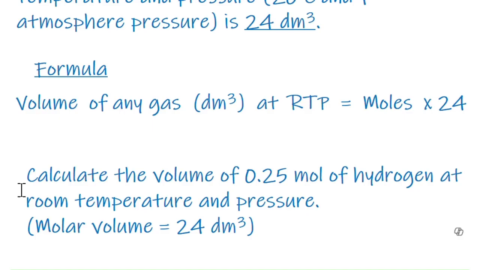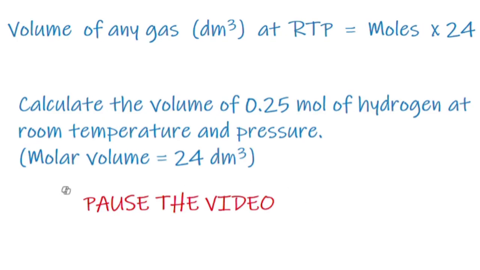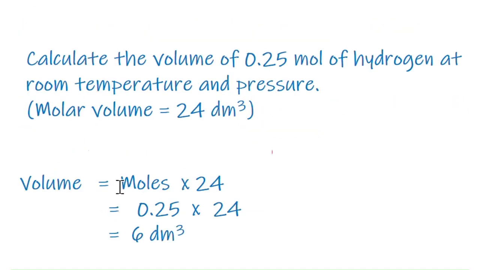So let's do a quick worked example. Calculate the volume of 0.25 moles of hydrogen at room temperature and pressure. The molar volume is 24 decimeters cubed. That just means the volume of 1 mole. So pause the video, work it out, see if you get it right. So volume is moles times 24, 0.25 times 24. The volume of 0.25 moles is 6 decimeters cubed.